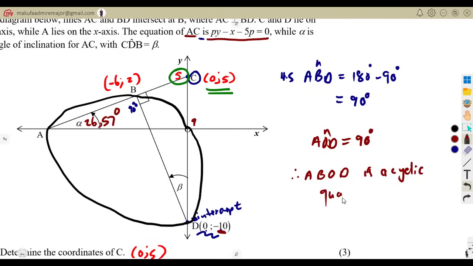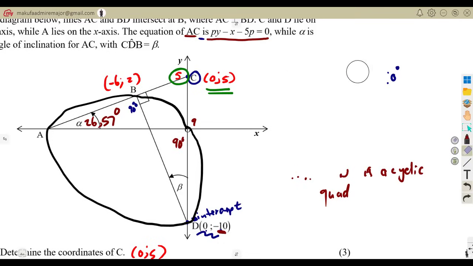Is a cyclic quadrilateral. It cannot happen that, guys, this angle is 90 and this angle is 90. No, it cannot happen. It means a circle is passing through the angles at the circumference. Angles subtended by the what? By the same chord are equal at the circumference. These are the angles subtended by the same chord.